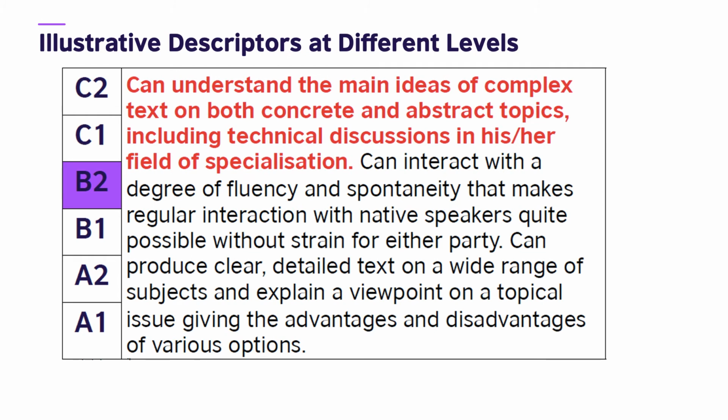At B2 level, on the other hand, you can see adjectives such as complex, abstract, and technical. This means that as we progress up the scales, language users, or for our purposes, test takers, are expected to be able to deal with less familiar and more abstract themes. It is very important that we balance these requirements as item writers.